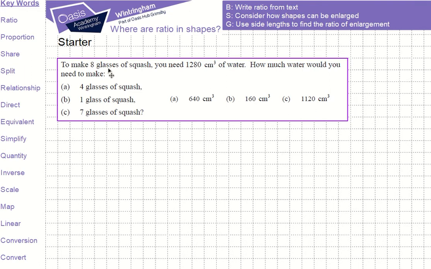To get those answers, we were comparing 8 glasses to 4 glasses. So what do you do to 8 to get to 4? And that was divide by 2. And we also divide this number by 2 to get to 640.